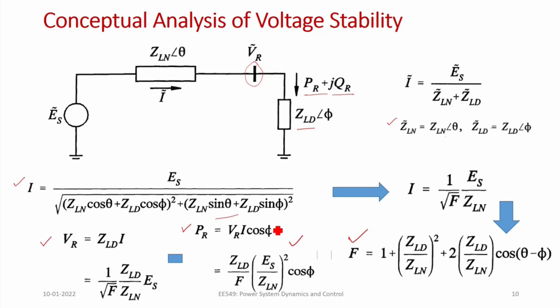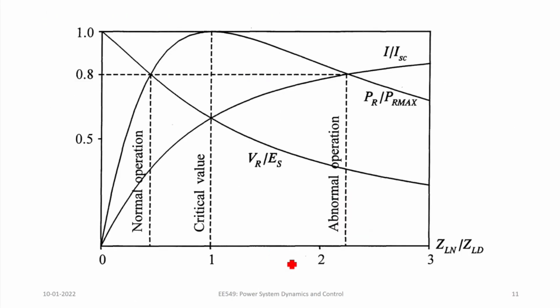And from this expression, if we plot the power versus ZLN by ZLD, this is the per unit power, that is PR by P max, versus this Z load. If we increase the load gradually, what will happen? We can see the figure here. Your voltage after this critical point will drop down.